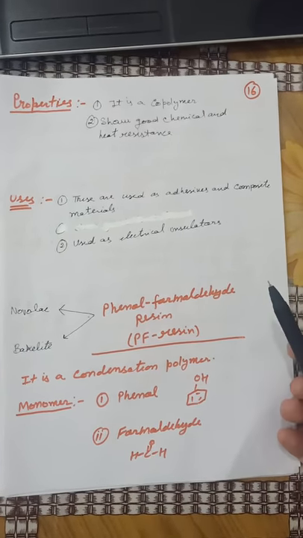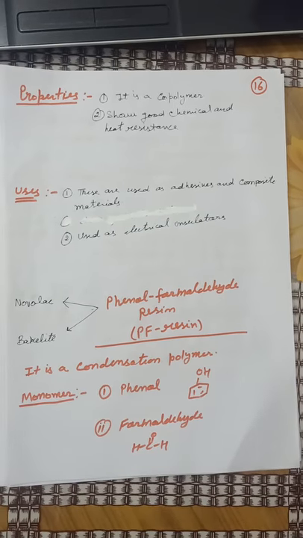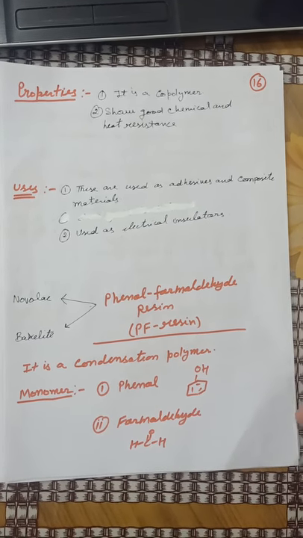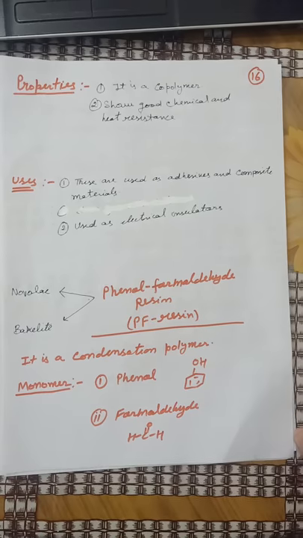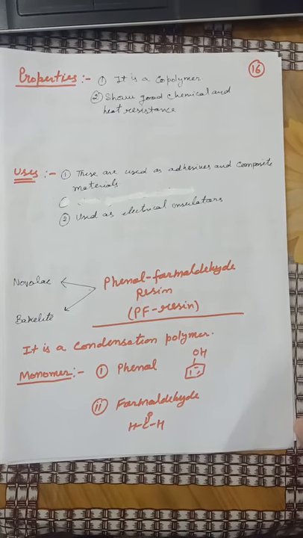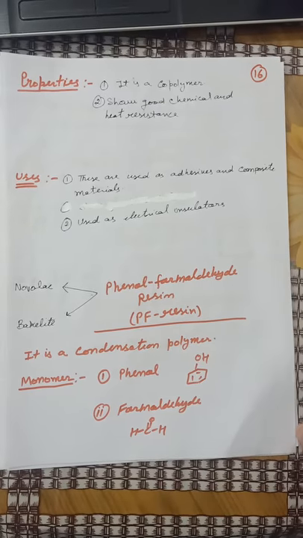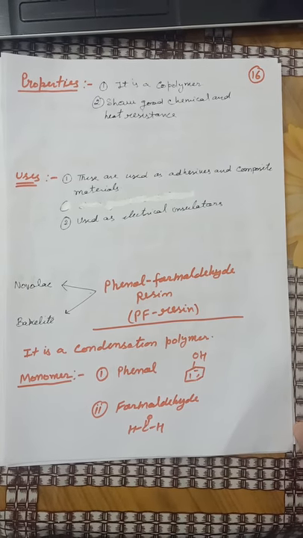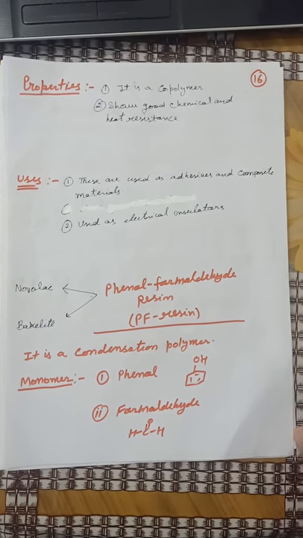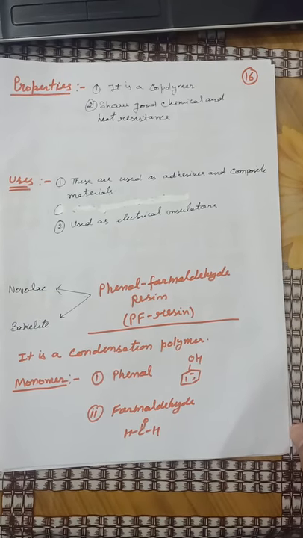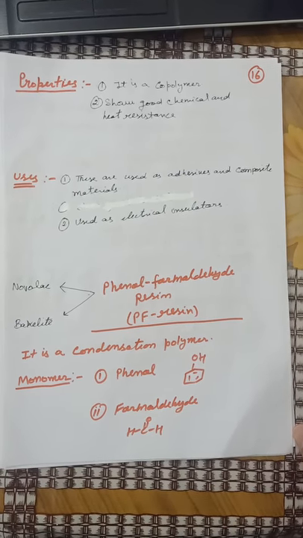So properties: it is a copolymer and it shows good chemical and heat resistance. And if you see the uses of this epoxy resin, they are used as adhesives and composite materials. Adhesives means, you know, this glue, which is used for pasting, for sticking things together, and they are good electrical insulators.